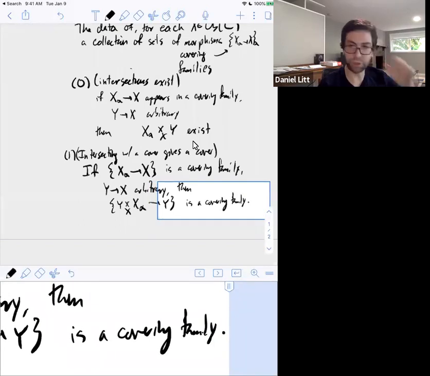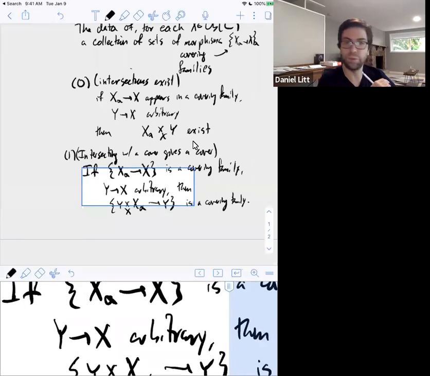In the situation where C was the category of open sets on a topological space with morphisms given by inclusion, the existence of this morphism Y to X says that Y is an open subset of X. And then this axiom says that if you take an open cover of X and intersect it with an open subset of X, you get an open cover of that subset.